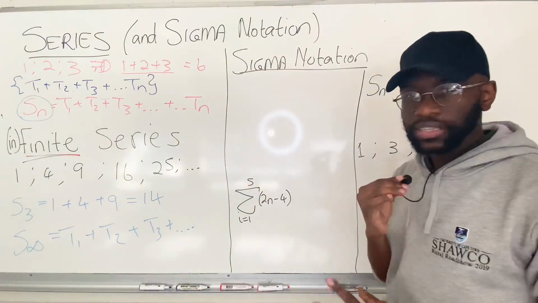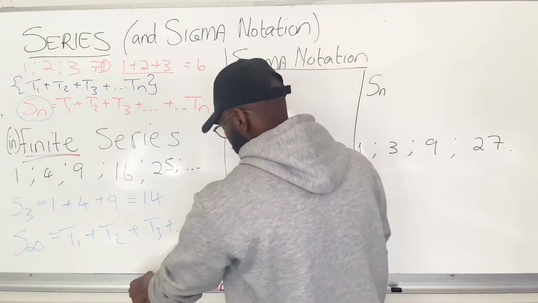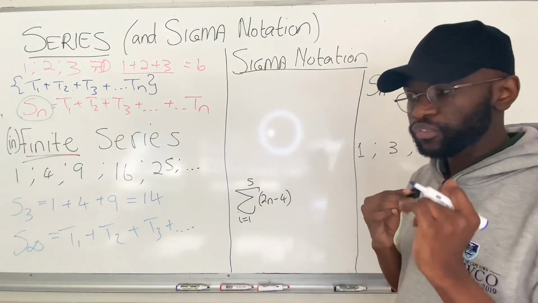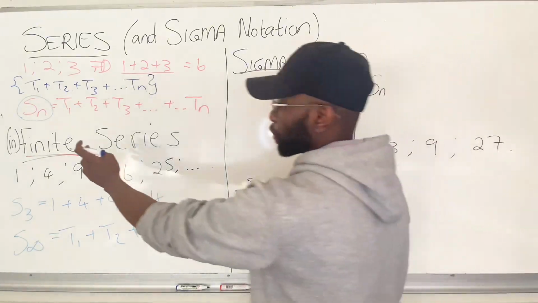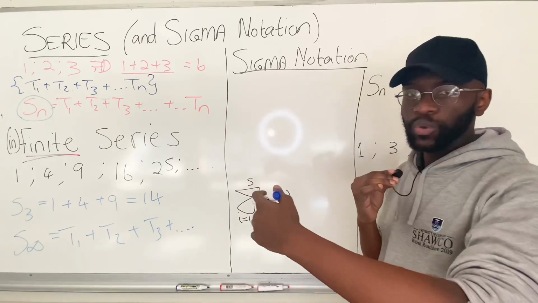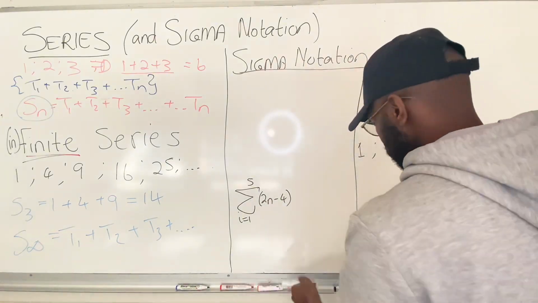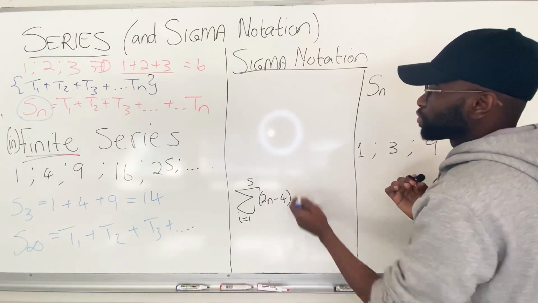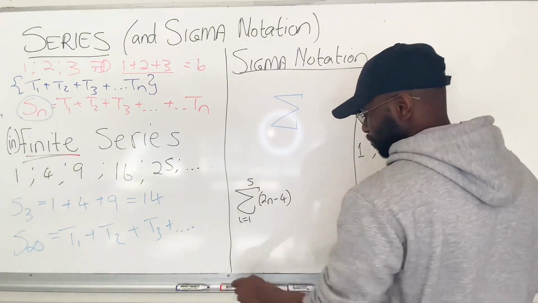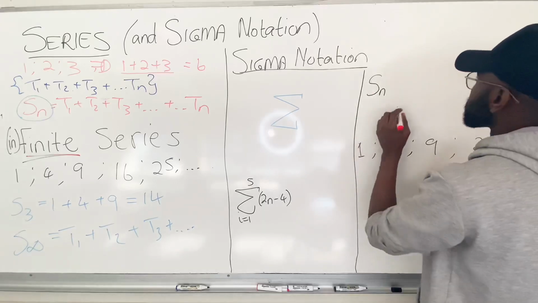Now let's talk about sigma notation. I said that when you're using Sn, you are looking for the first terms, so from term 1, term 2, term 3, term 4 onwards. But sigma notation is denoted with this symbol. This symbol is sigma.